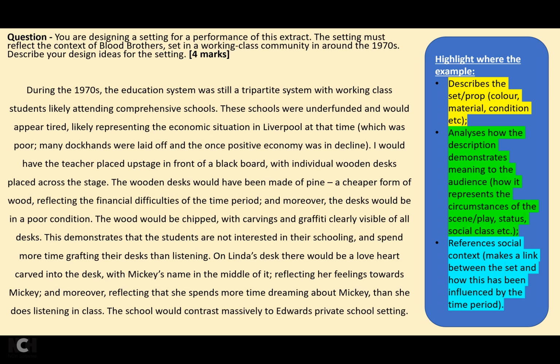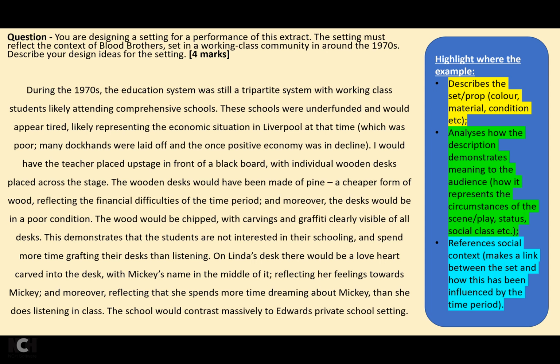This school would contrast massively to Edward's private school setting. Now, what I would like you to do is this. I would like you to go to your example, and I ask you to get that in front of you at the beginning of this video.